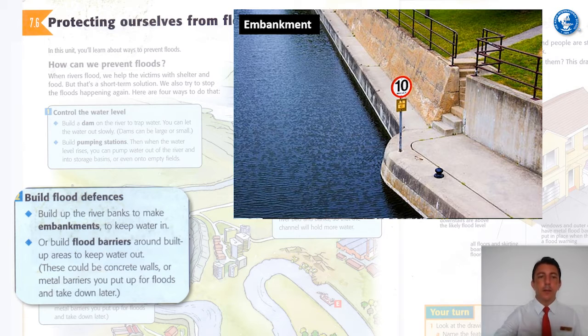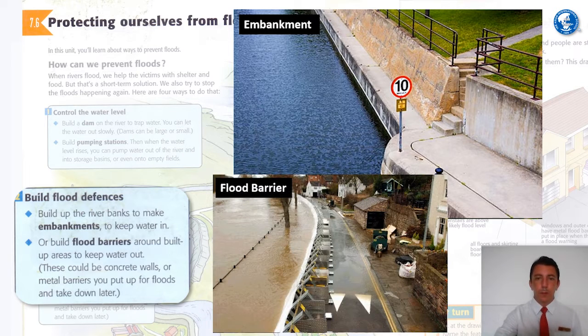Second idea is to build flood barriers around built-up areas to keep water out. These could be concrete walls or metal barriers or even plastic barriers we can put up and take down. So here's an example of flood barriers.